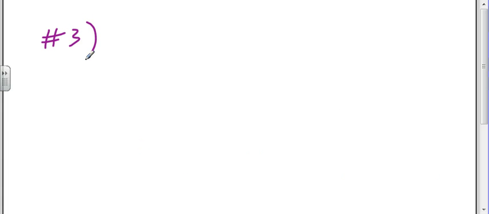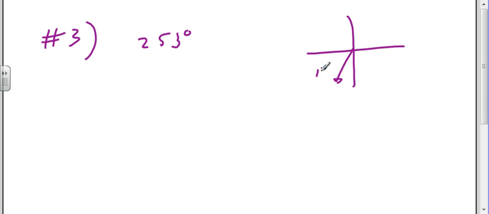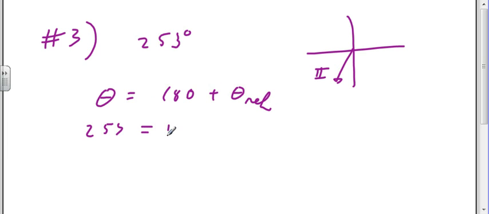Number 3. I have 253 degrees. I note that that is in the third quadrant. And in the third quadrant, the answer is 180 plus the reference angle. How do I know 253 is in the third quadrant? Because it's not bigger than 270, right? It's somewhere between 180 and 270, so that's how I know it's in the third quadrant.